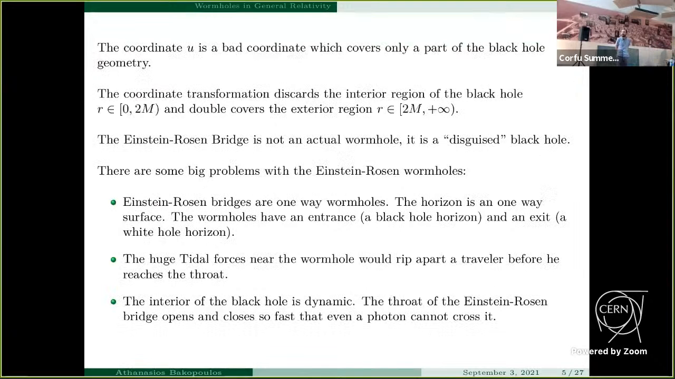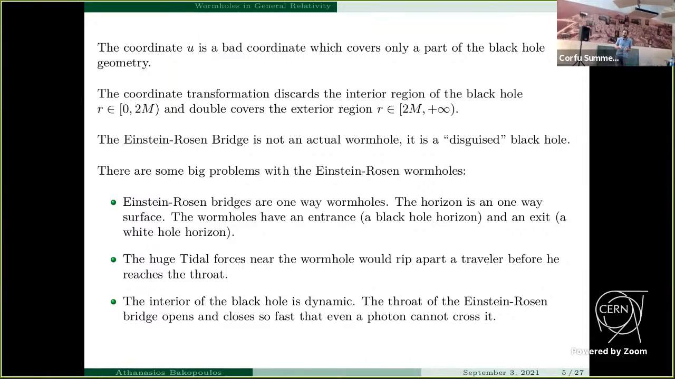However, the new coordinate is a bad coordinate, which covers only a part of the black hole geometry. The transformation discards the interior region of the black hole and double covers the exterior region. The Einstein-Rosen bridge is not an actual wormhole, but rather a disguised black hole. And there are some big problems with this kind of wormholes.